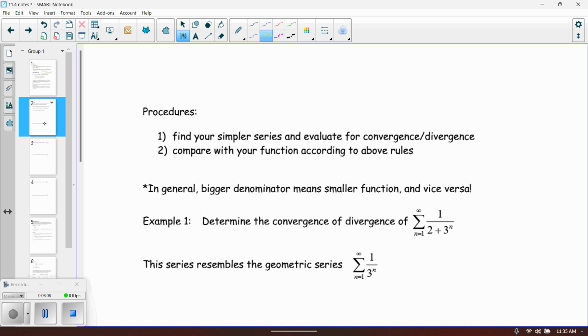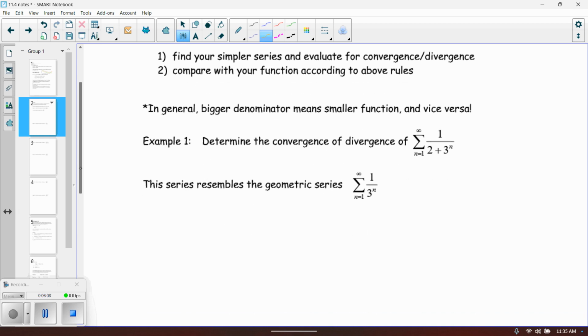All right, so this is what we're going to do. Number one, we're given the series 1 over 2 plus 3 to the n power. We want to know whether that's convergent or divergent. The first thing you should do is you should hypothesize in your mind. Do you think this is going to be a convergent or divergent series? Well, my hypothesis, and this is the way I would look at this, is I've got a constant on top, and my denominator is growing at an exponential rate. 3 to the n is going to be an exponential growth. So the denominator is going to grow very, very fast.